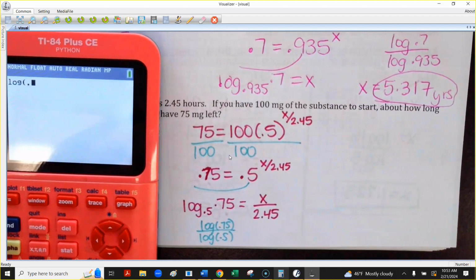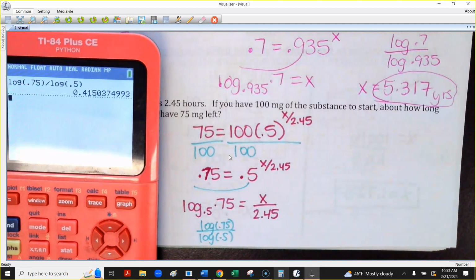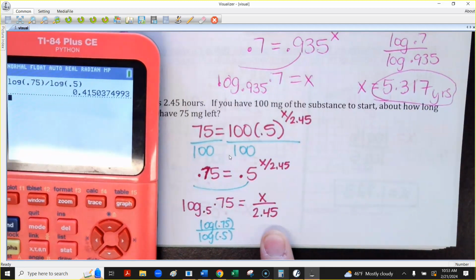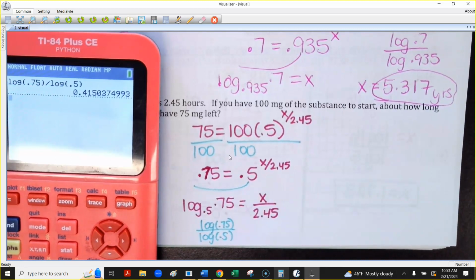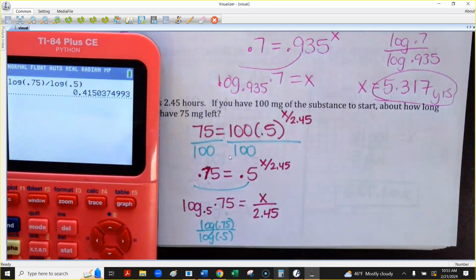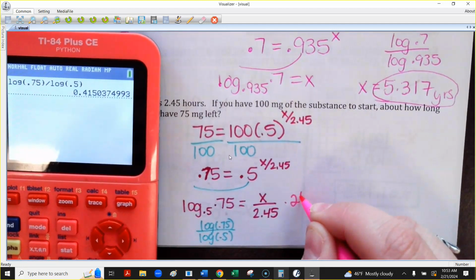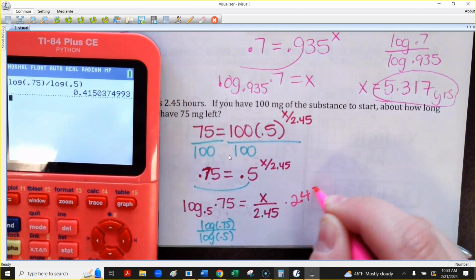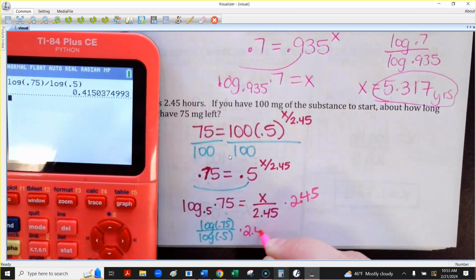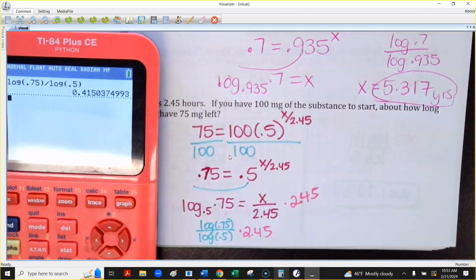Log 0.75 divided by log 0.5. What should I do with that number based on what I have left over here? What do I do with the 2.45? You multiply. Exactly. So this is in the denominator. Let me grab a different color. What I'm going to do, I'm going to multiply both sides by that 2.45. If you got it on your calculator screen like I do there, just literally do it right on the screen.